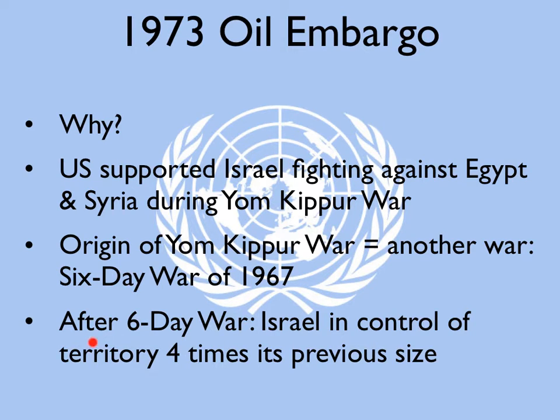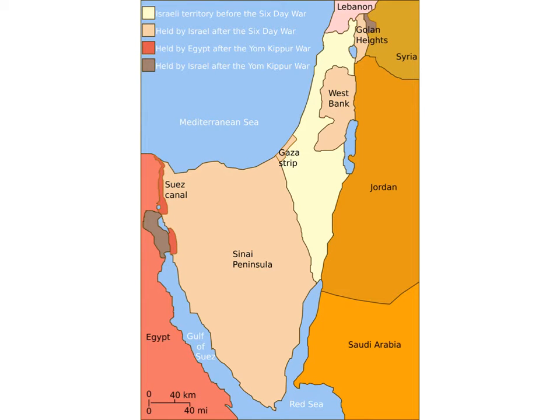So yes, after the 6-Day War, Israel was in control of a territory that was 4 times its previous size. Israel had been fighting for only 6 days, but they managed to take a lot of land from other countries, including Egypt and Syria. I thought that a map would help you understand that, 4 times bigger than before.